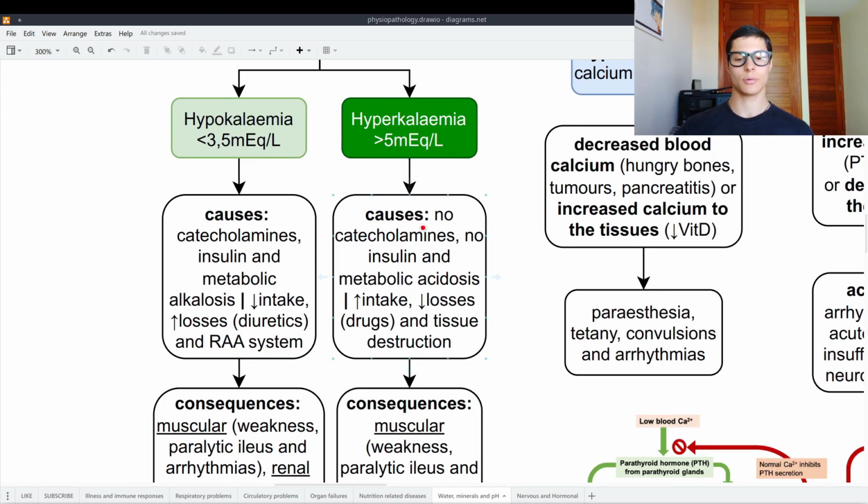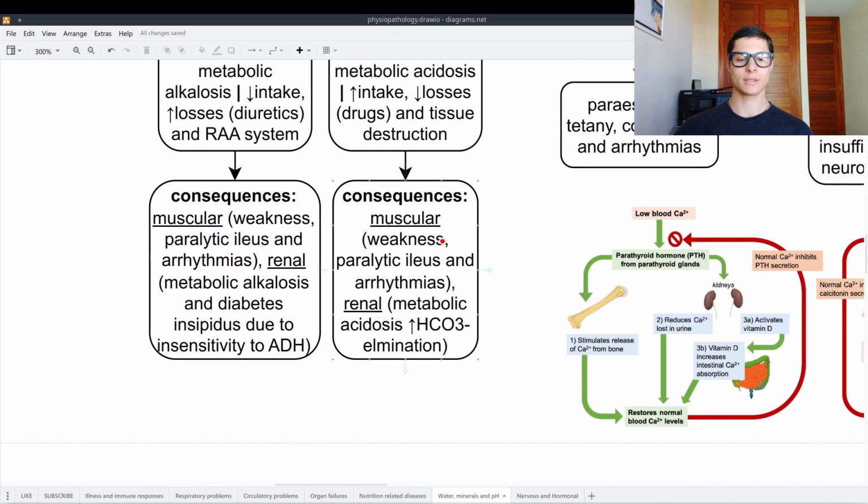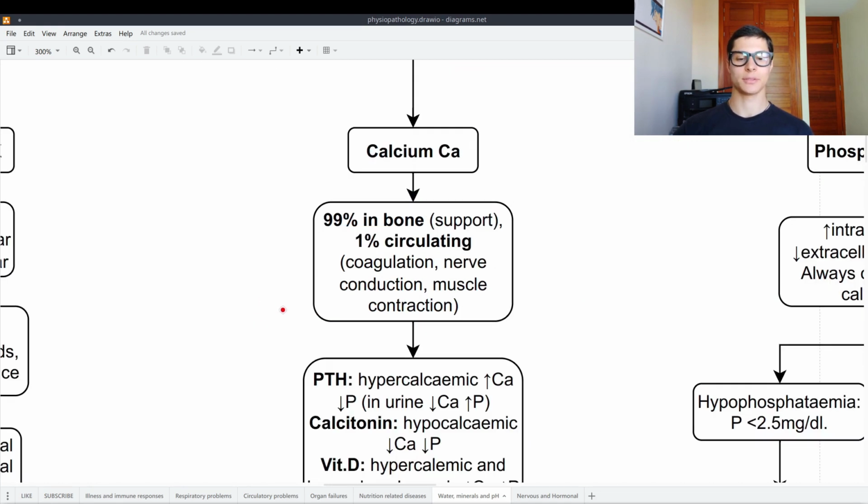Hyperkalemia, on the other hand, the causes are the reverse, so no catecholamines, no insulin, and a metabolic acidosis, as well as higher intake of potassium, lower losses because of some drugs, and tissue destruction. If you destroy a tissue, all the potassium is going to get out of the cells. The consequences are similar: muscular weakness, paralytic ileus, and arrhythmias, as well as renal consequences, metabolic acidosis, and higher bicarbonate elimination.